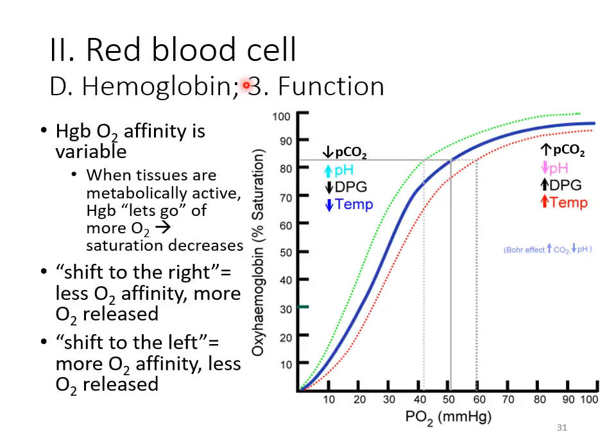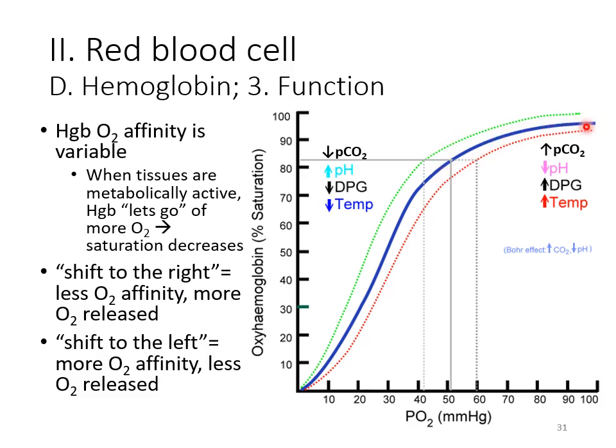So besides cooperativity, there are some other factors that affect the affinity of hemoglobin for oxygen. And the main principle here is that when tissues are metabolically active, certain factors will induce hemoglobin to let go of more oxygen. So the affinity of hemoglobin for oxygen is decreased given certain factors. And thus, it lets go of more oxygen, hemoglobin saturation decreases, and more oxygen is delivered to the tissues that need it. So if the tissues are metabolically active, what we see is what we call a shift to the right.